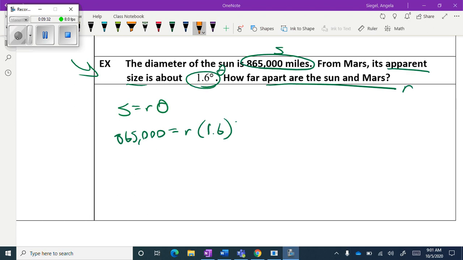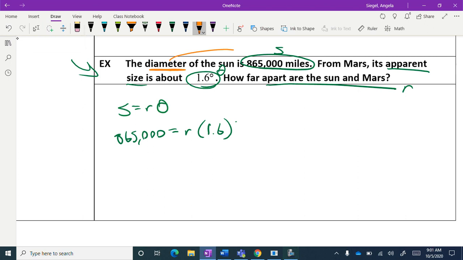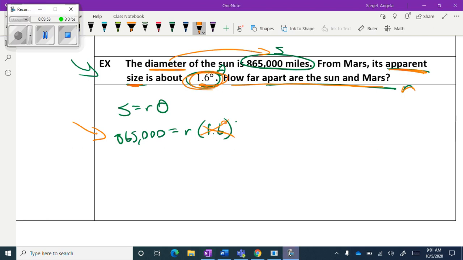Okay, so this is the first thing I noticed. The diameter, remember, that's going to be our S. This degrees, and a lot of times it will say apparent size, that's going to be our theta, and then how far apart, that's going to be our radius. So I set it up like this, and the first thing that I noticed is that I can't use degrees, so I'm going to switch that to radians. And so I think you can go ahead and take it from here.